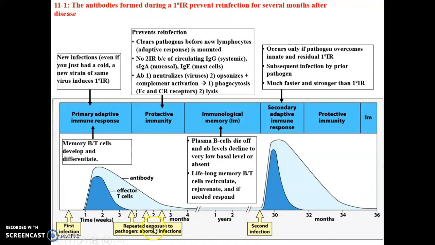And notice the time frame. Right back here, you're at day 0, and you don't see this measurable jump until like day 6 or 7. Here, you're at like 30 months, 2.5 years, but you've got maybe a day or two in this time frame where you go from hardly anything to a lot more than you had in that primary immune response. So the secondary immune response is much quicker, more efficient, and stronger. And your protective immunity lasts longer.